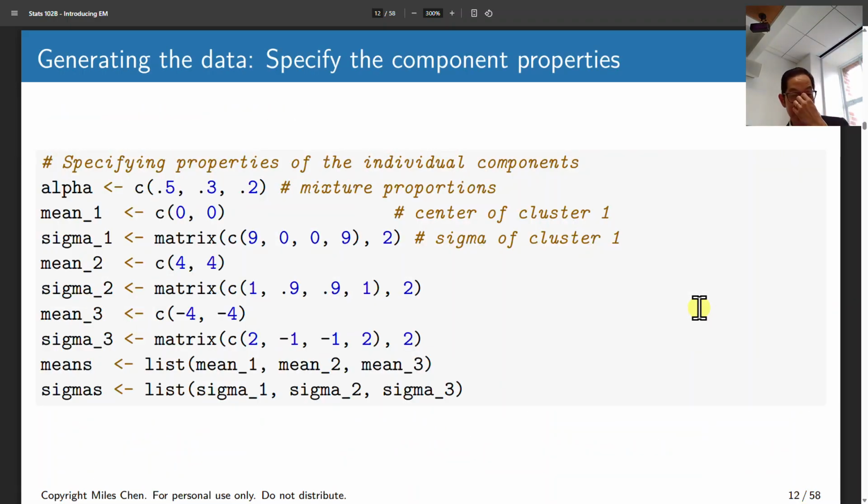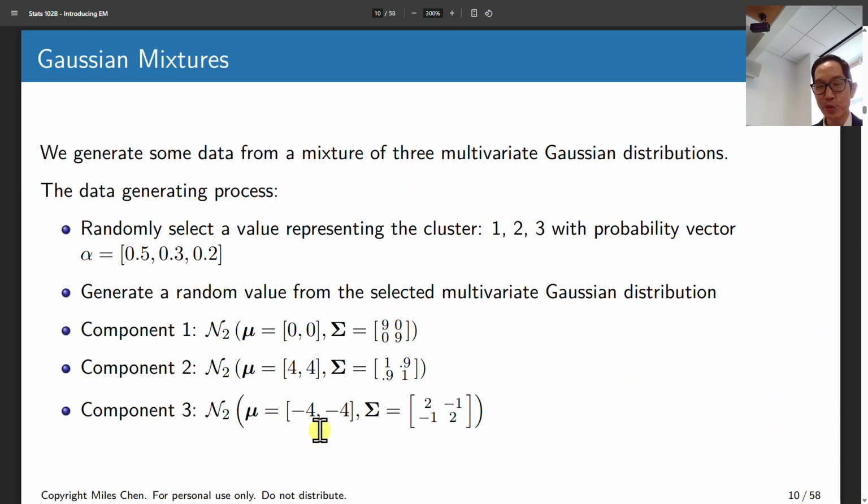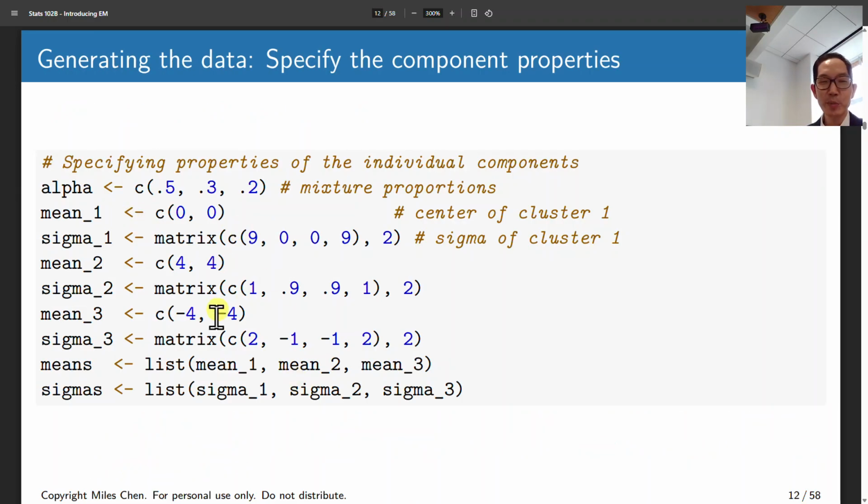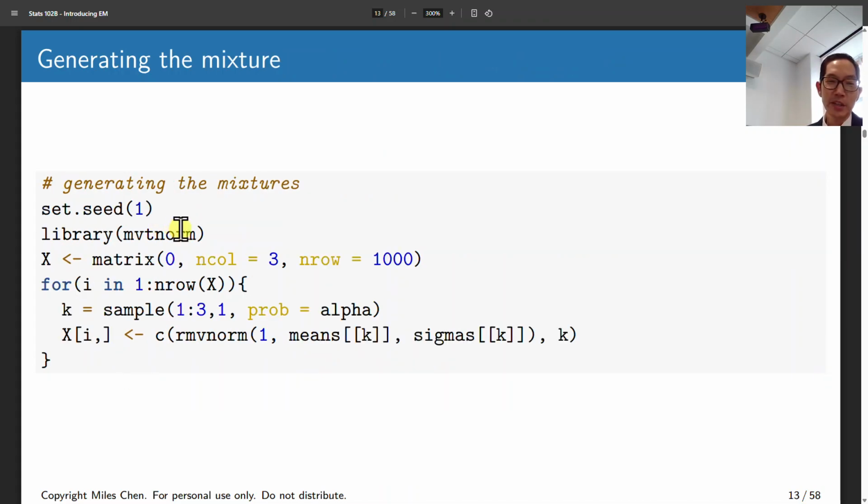To generate this in R, I have my mixture proportion vector alpha, and then I have the means 0, 0, 4, 4, and negative 4, negative 4 to correspond with that. I have my sigma matrices there. I gather them together into a list, and then to generate this, I use random multivariate norm, and I sample a value 1, 2, or 3 to decide whether we're drawing from component 1, 2, or 3.